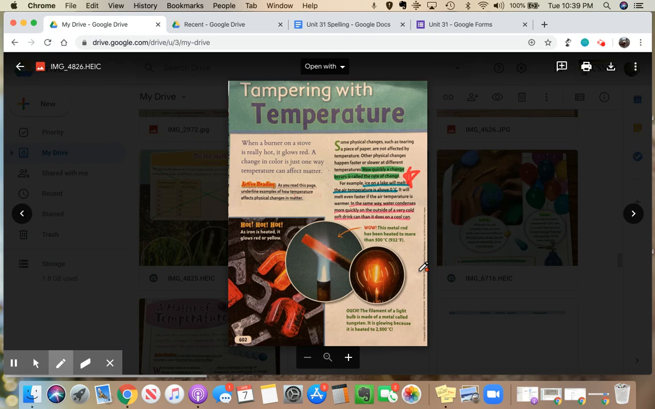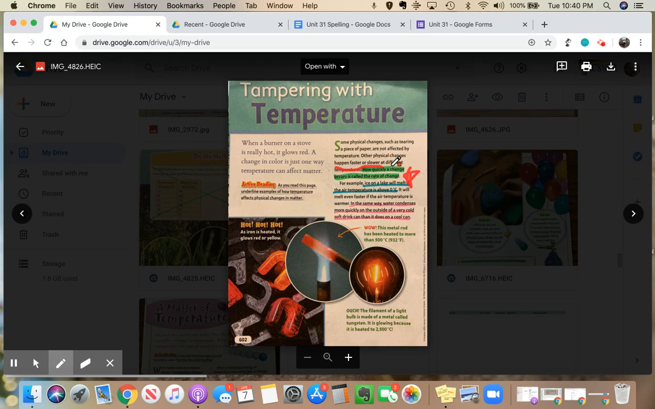Let's think back to that active reading really quick. It said to underline examples of how temperature affects physical changes in matter. So we have three things we need to underline in the paragraph and one thing we need to underline in one of these two examples. Let's go up here to the top paragraph. Where would that first thing that we need to underline be, you think? Think for a second. Okay, we're going to be underlining right up here: happens faster or slower. Sorry, my line's a little messed up, but I know y'all can read that.